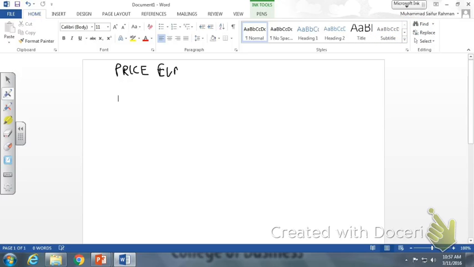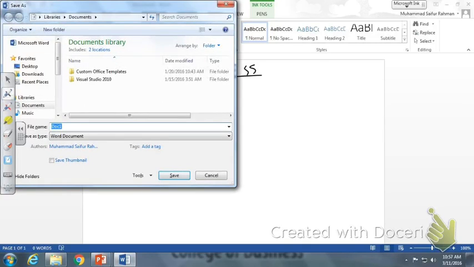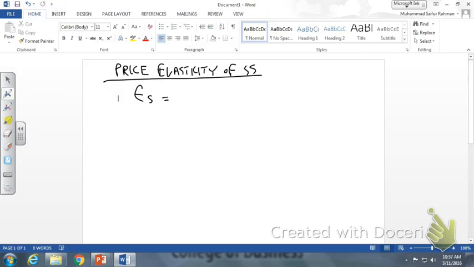So price elasticity of supply basically is measured as follows. In the price elasticity of demand we had epsilon D, now we have epsilon S. You measure the percentage change in quantity supplied in the numerator, and you measure the percentage change in price.